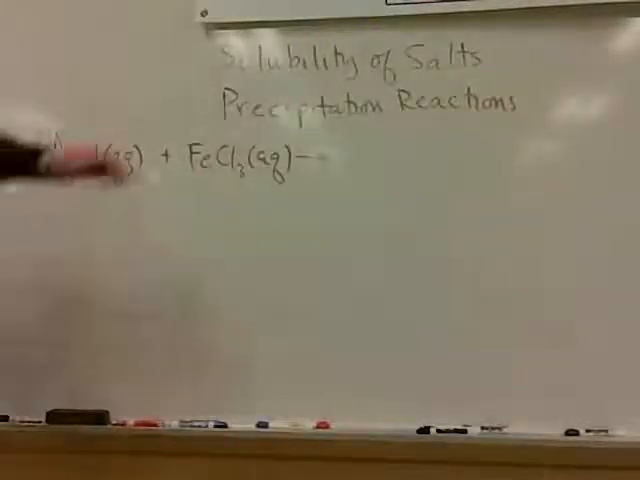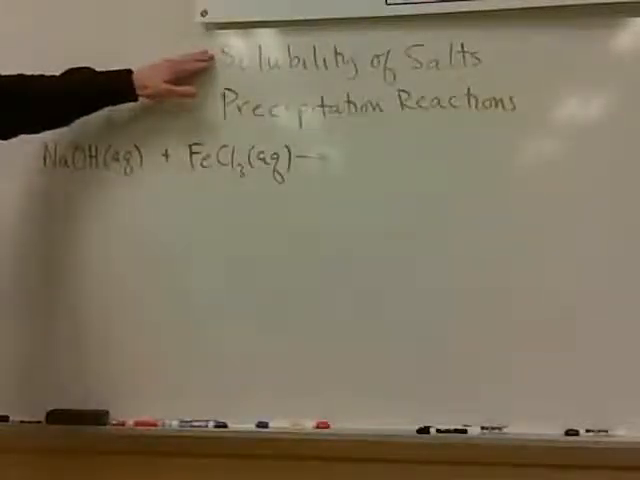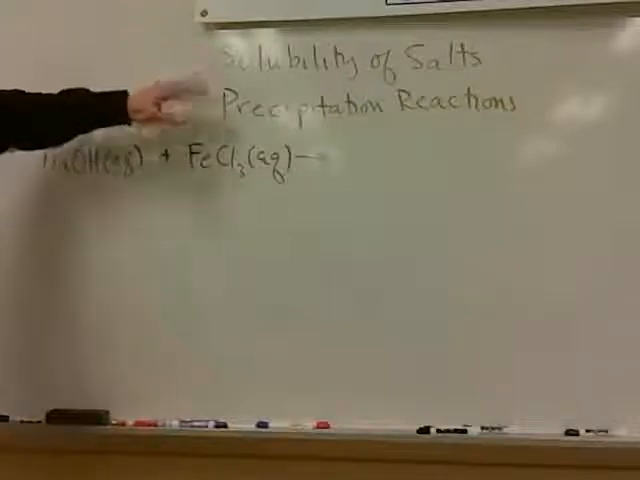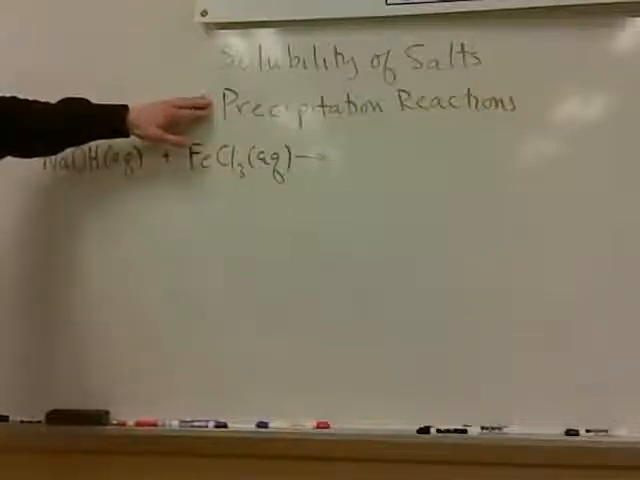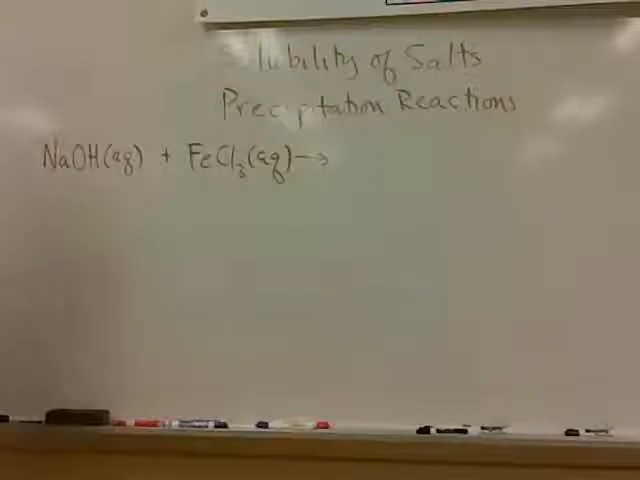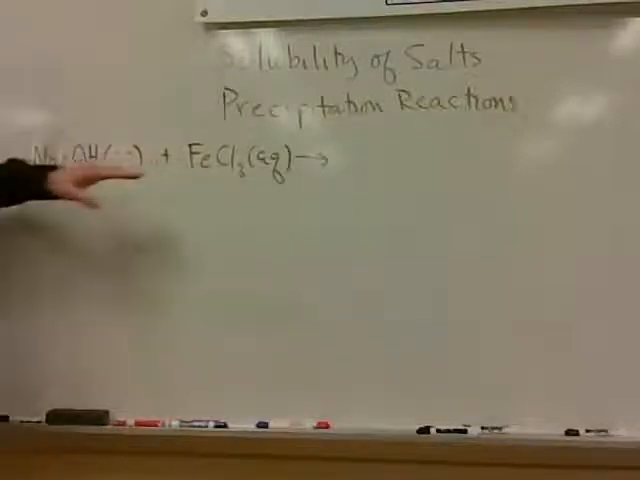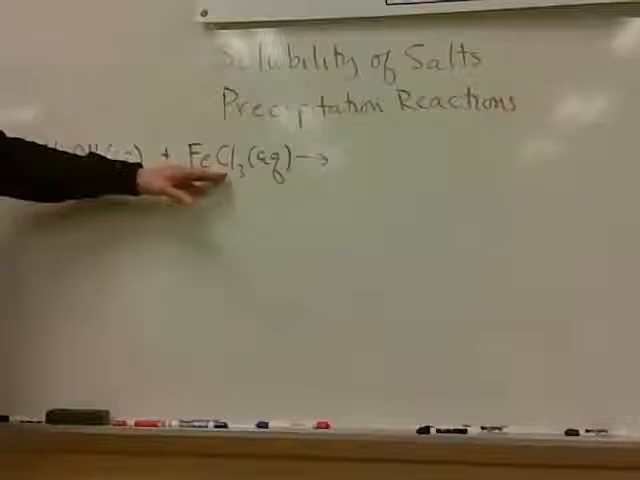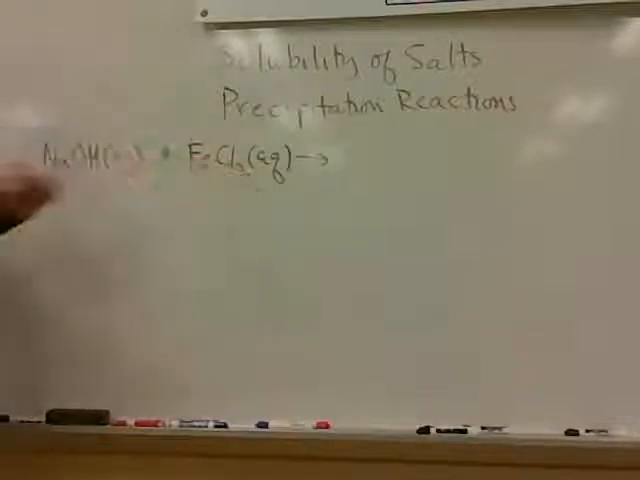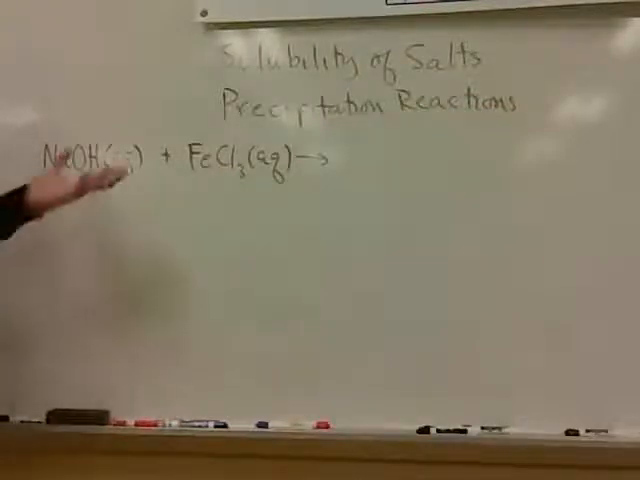In our last session, we learned how to predict the solubility of salts using the charts. Now we're going to apply this to what are called precipitation reactions. In precipitation reactions, we have two salts that are water soluble, such as sodium hydroxide and ferric chloride, and we mix them together in water solution. And when we mix them, we want to see if a reaction occurs.